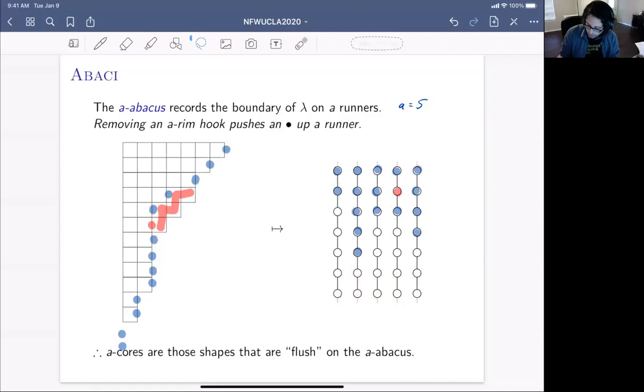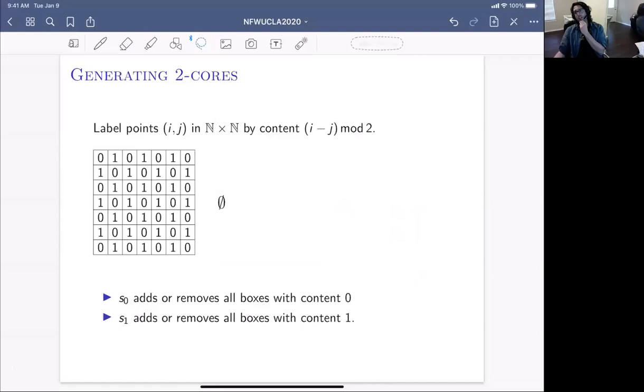Okay. So there's a fun way to generate these. If you think for a moment, the 2-cores are exactly the staircases, and we can generate these in the following way. I'm going to act by this infinite dihedral group. It doesn't exactly matter for the moment, but what I want to think about is that I'm labeling n cross n with content, mod 2. So it just looks like the sequence, obviously, with dot, dot, dot here.